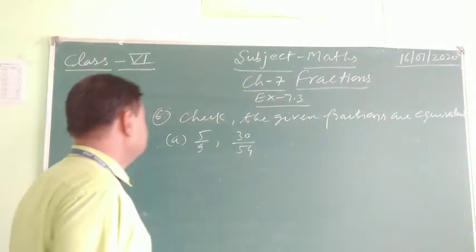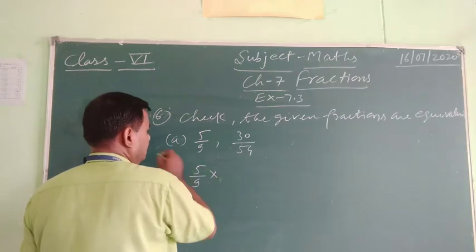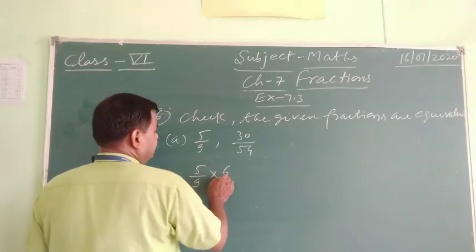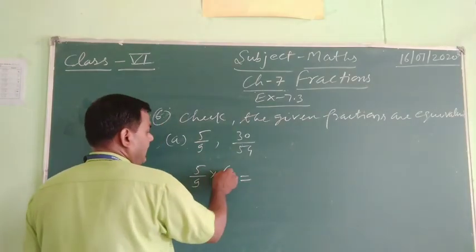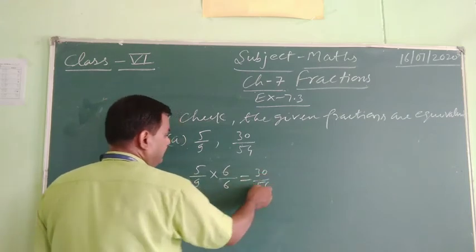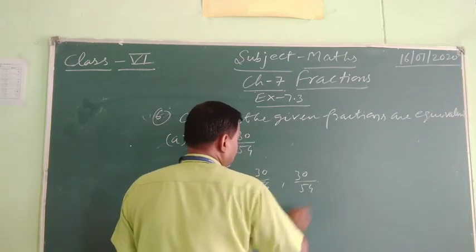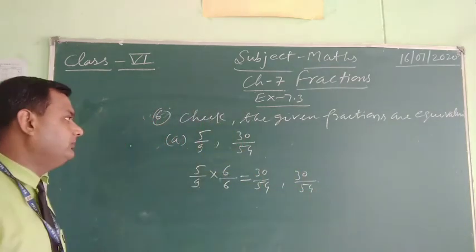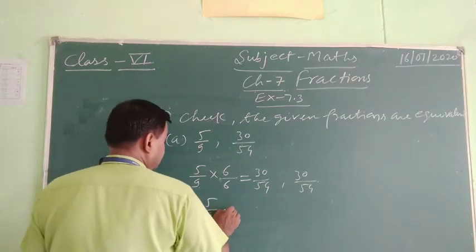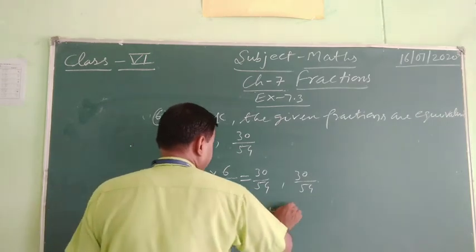Now 5 upon 9, multiply by 6 upon 6. 5 sixes are 30, 9 sixes are 54. 30 upon 54. The second fraction is also 30 upon 54. So both are equivalent. So 5 upon 9 and 30 upon 54 are equivalent.